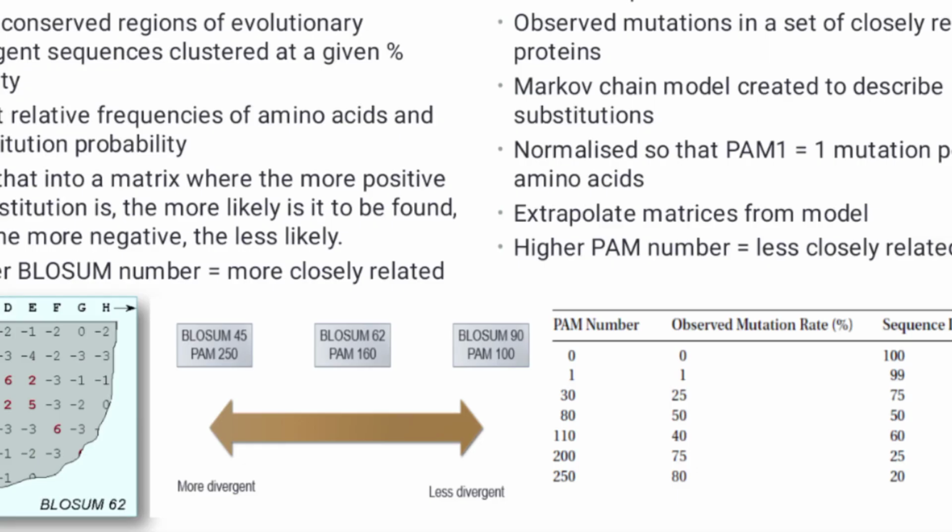So it is kind of the opposite of BLOSUM. For BLOSUM, as the BLOSUM number increases, it is based on less divergence. But the other way around, as the PAM number increases, it is for the more divergent. Take note of that, for the more divergent.